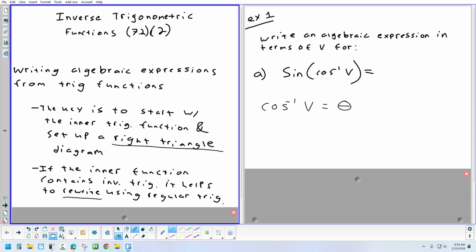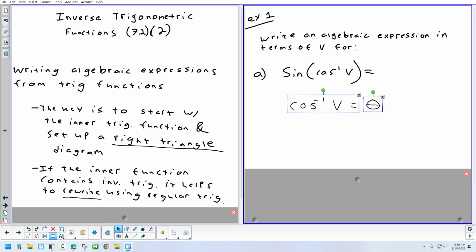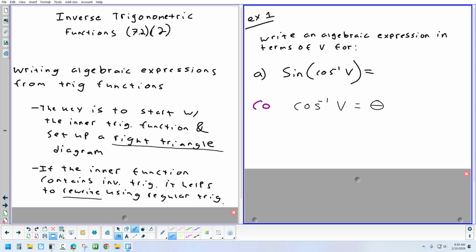Take the cosine of inverse cosine. What I'm doing right now is I'm not going to be able to get rid of all the trig, but I'm going to get rid of the inverse trig by taking the cosine of each side. Remember, there's no multiplication in that entire problem. I'm just taking the cosine of each side.